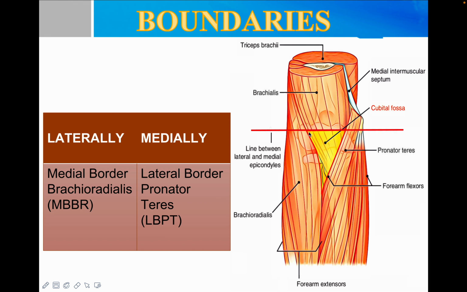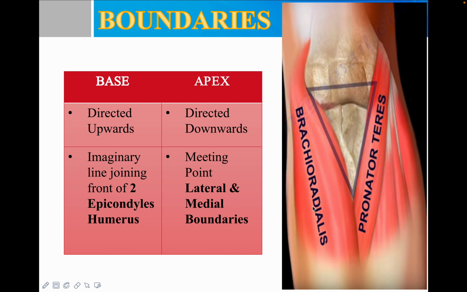So the lateral boundary is formed by the medial border of the brachioradialis muscle. The medial boundary is formed by the lateral border of the pronator teres muscle. The apex, which is directed downwards, is formed by the meeting point of brachioradialis and pronator teres, that is the lateral and the medial boundaries. The base is directed upwards and it is formed by an imaginary line joining the two epicondyles of the humerus.